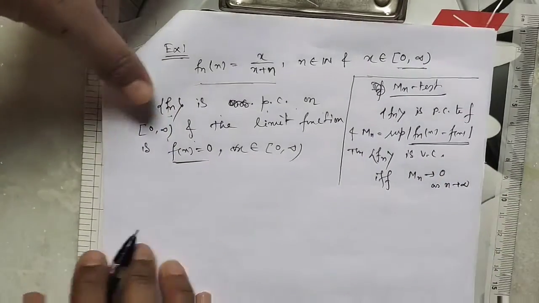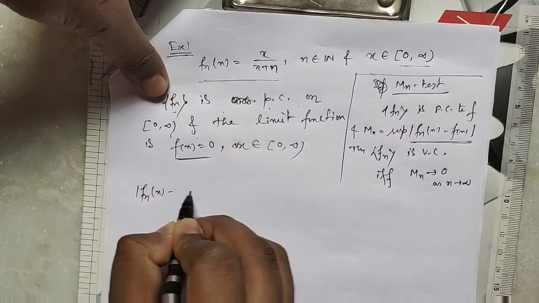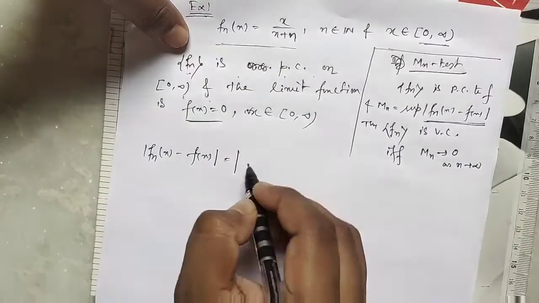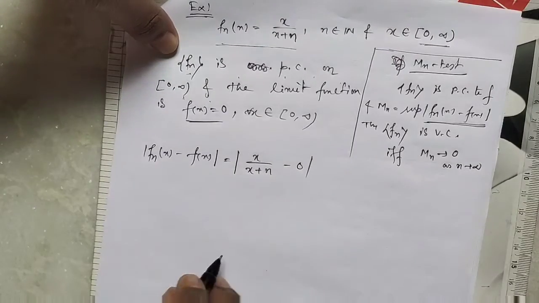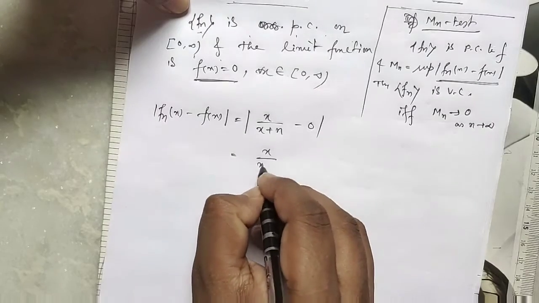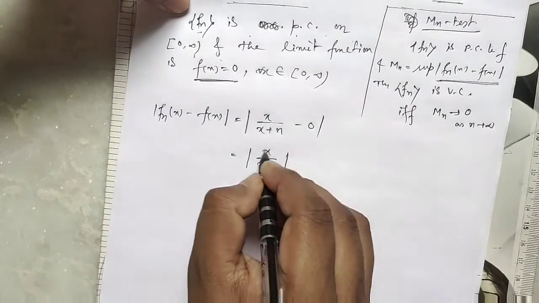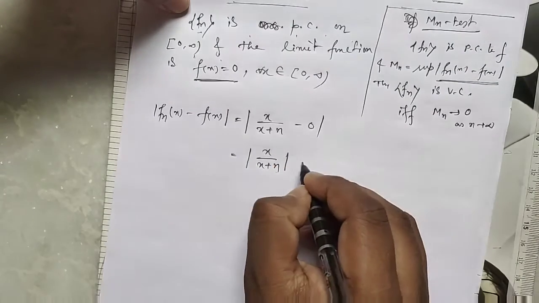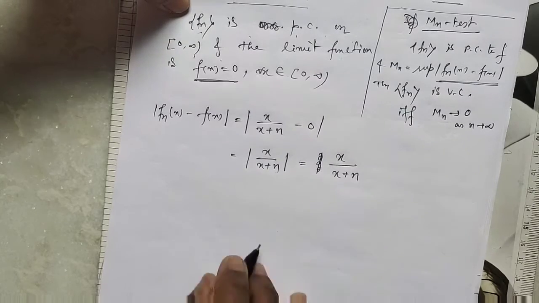First we find the difference mod of f_n(x) minus f(x). So mod of f_n(x) minus f(x) is x by x plus n minus 0, because our limit function is 0. So this is equal to mod of x by x plus n. Since this is a non-negative term, because x is non-negative and n is positive, we remove the mod: x by x plus n.